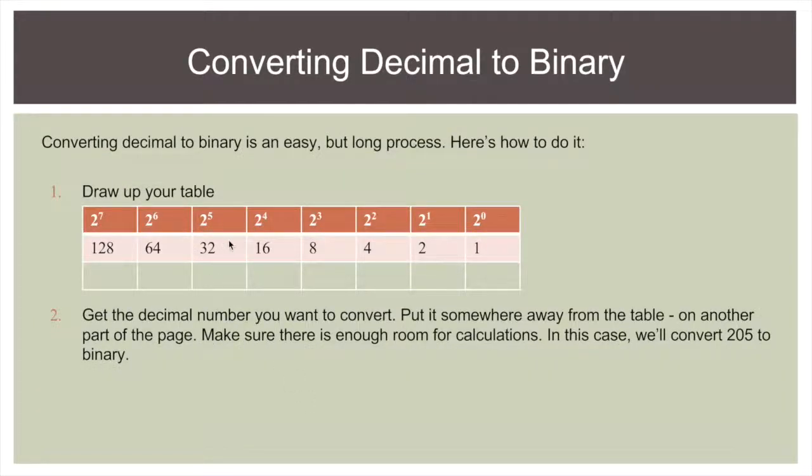Okay, so if we have a decimal number and we want to convert to binary, it's really simple steps, but it's a long process. First thing you need to do is draw up your table. Here's my table here, and you get the decimal number you want to convert and you put it away from your table on another part of the page. And you've got to make sure there's enough room for calculations. In this case, we'll convert 205 to binary.